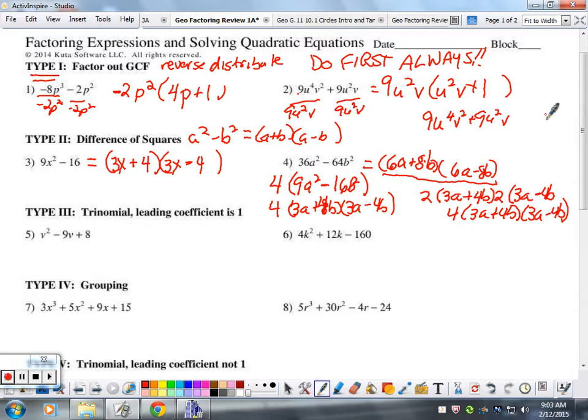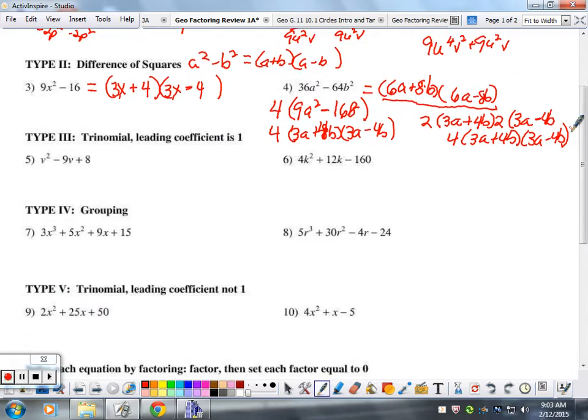Okay, type 3. All right, what I call type 3 is when you have something of the pattern x squared plus bx plus c, where b and c are real numbers. So your leading coefficient is a 1, and then you've got some number in front of the x, and just a plain ordinary constant there. So when you do these, we're going to do a reverse FOIL. What's FOIL?